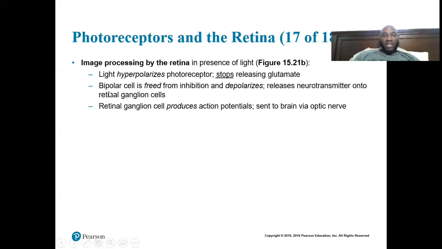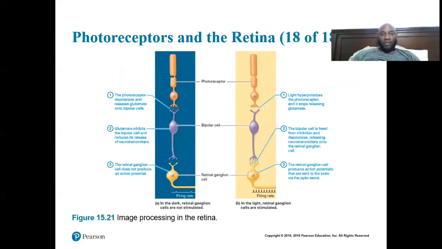In the light, the photoreceptors hyperpolarize and stop releasing glutamate. Bipolar cells are freed from inhibition, depolarize, and release neurotransmitter onto retinal ganglion cells. The retinal ganglion cell produces action potentials sent to the brain via the optic nerve. It's the process by which we see.